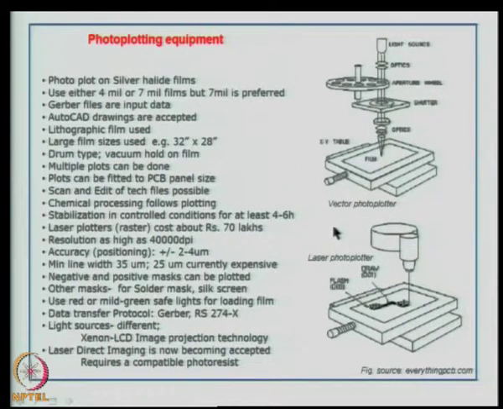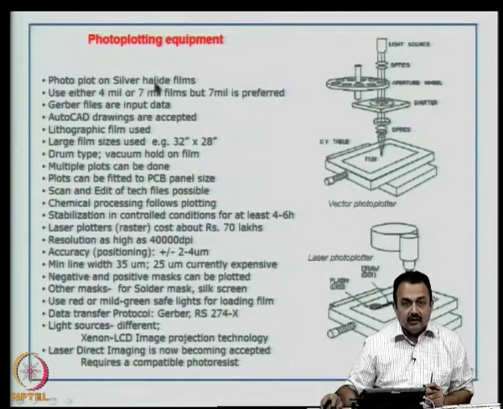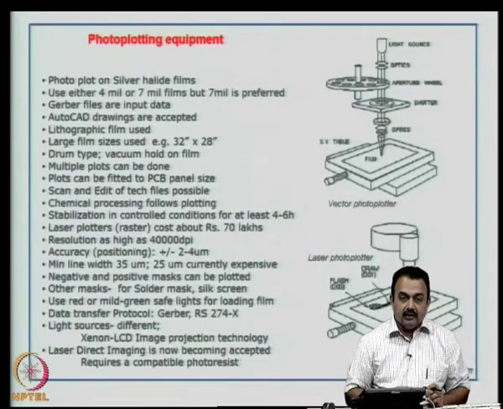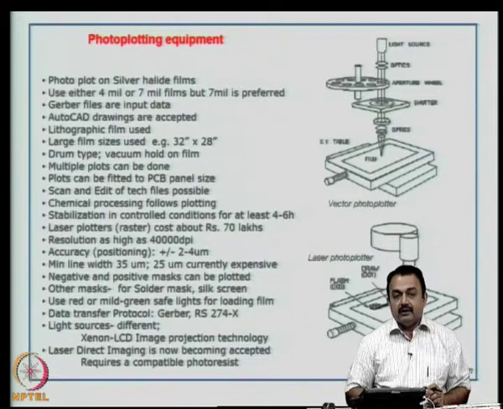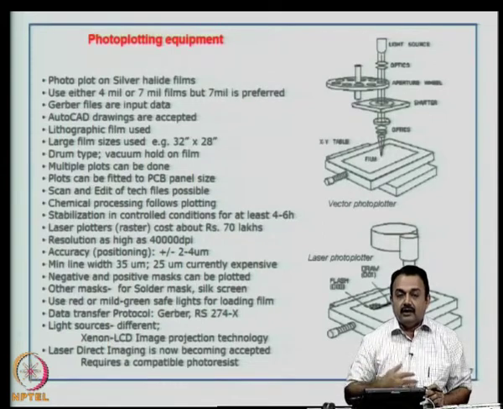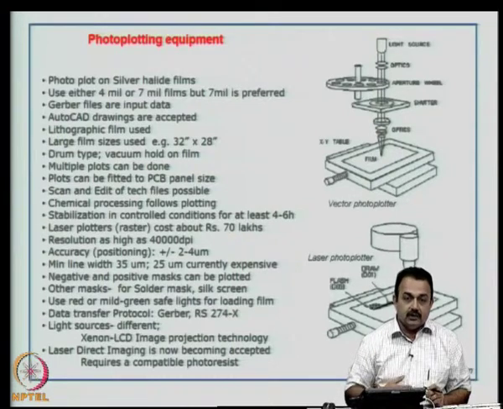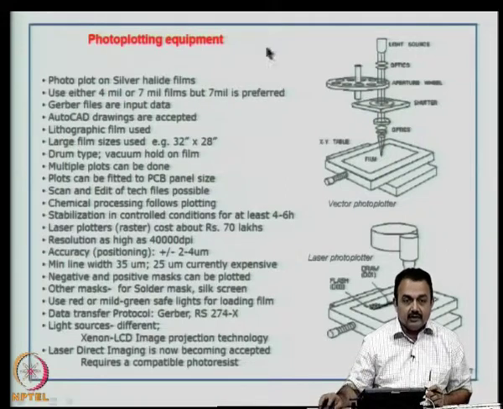Now, basically there will be a photo plot on silver halide films. You can use 4 mil or 7 mil films, but 7 mil is preferred because the dimensional stability of 175 micron film is preferred, because you might use this in the workshop floor. It will be exposed to various factors like humidity, dust, temperature variations in the exposure equipment and so on. Gerber files are the input data. AutoCAD drawings can be accepted if you want to use some mechanical drawings and then make a mask.